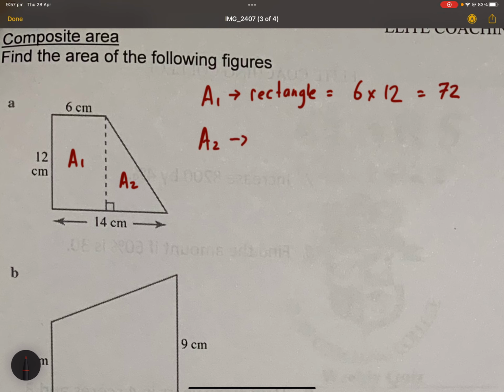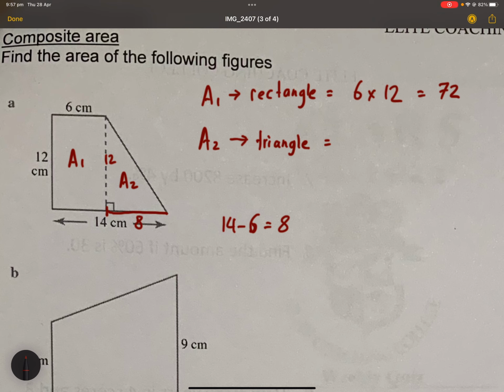A2 is your triangle. Now we need to find the base and the height. We know that the height is going to be 12. Now, how do you find the base? You need to find the distance here. This is the base. Now, we know that the whole thing is 14, and from here to here is 6. So what's 14 minus 6? It's going to equal 8. So that means this distance here is 8. Okay, so I'll put 8 there.